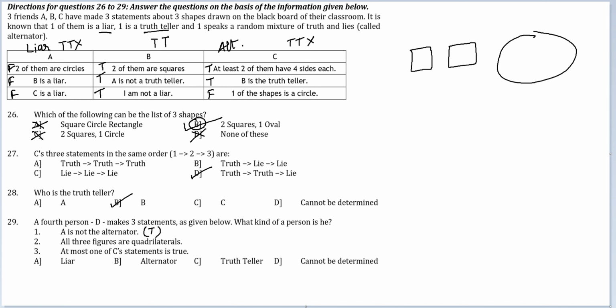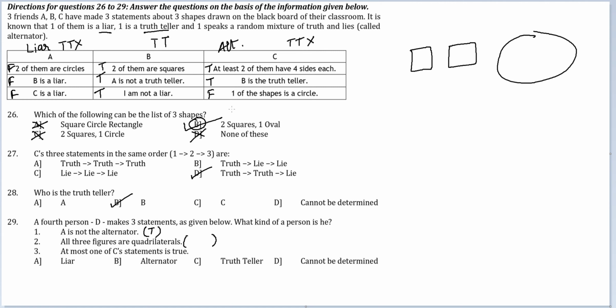All three figures are quadrilaterals. About this statement, we have no conclusion because this could be true, this could be false. If there are two squares and one rhombus, two squares and one rectangle, two squares and one trapezium, yes, we don't know about the third figure. Therefore, this could be true or could be false. Let's look at the third statement.